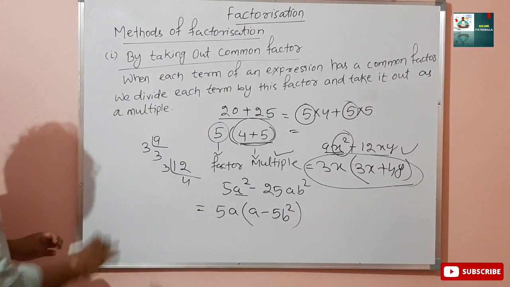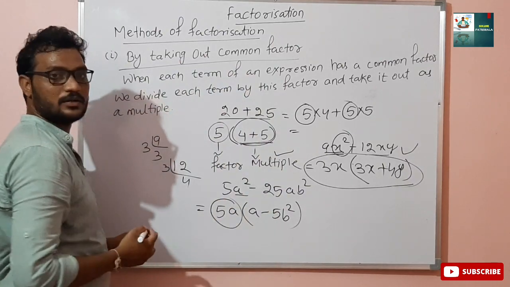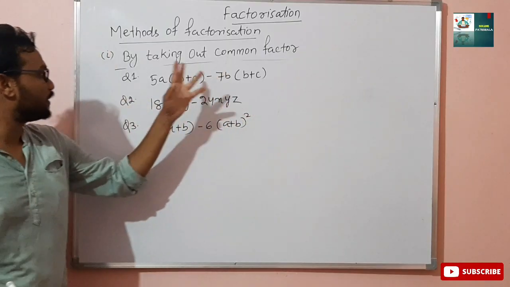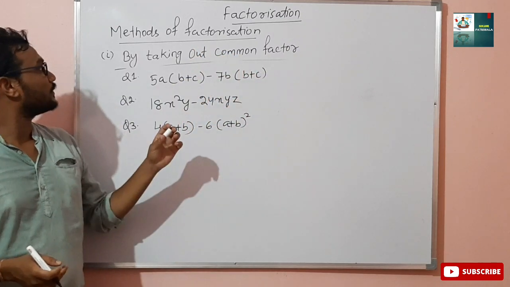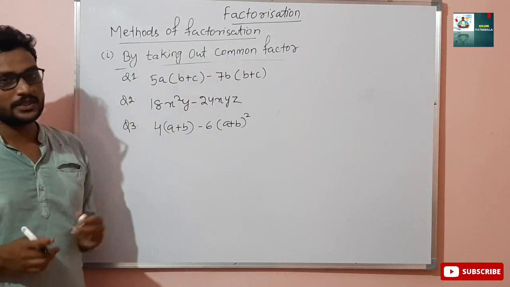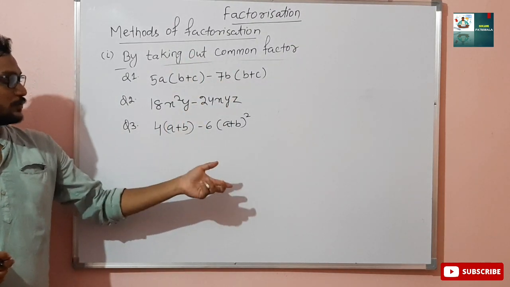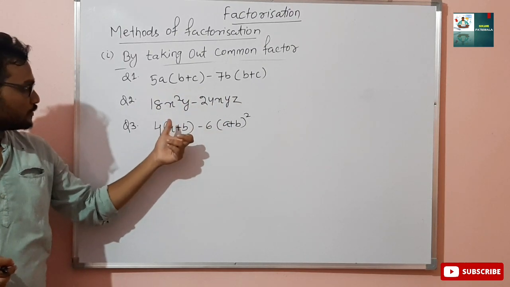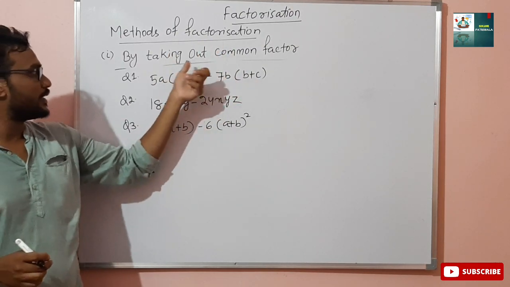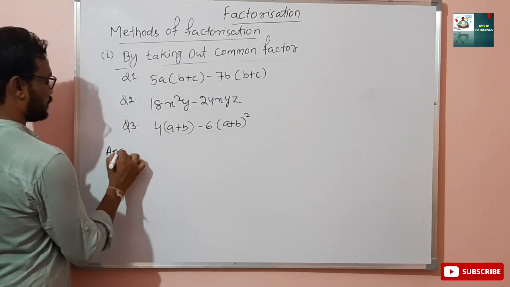Okay. So this is the method of factorization by taking out the common factor. Clear? We are doing the methods of factorization by taking out the common factor. We have just done 2 or 3 questions. Here I have written 3 questions on the basis of taking out the common factor. So look at the first question.